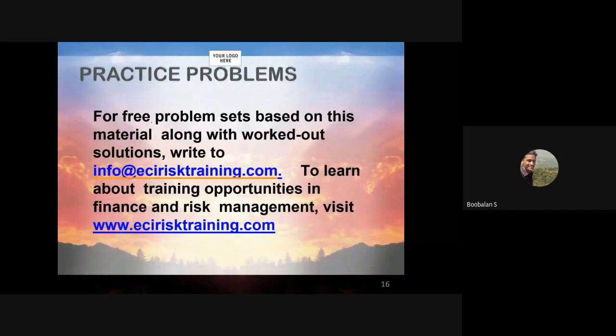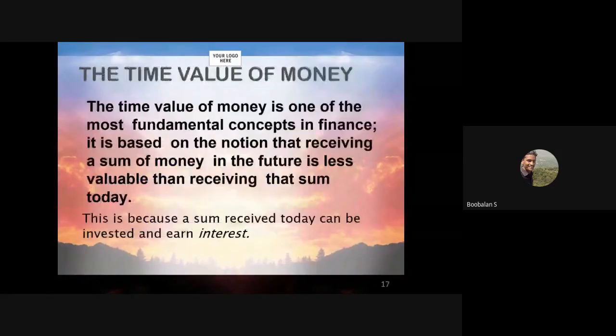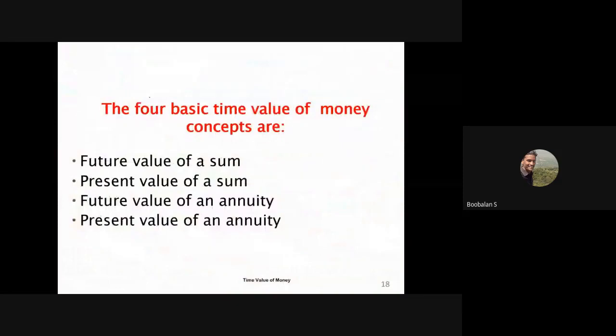If we want more practical examples, let's go with this website. Definitely it will give more ideas about economic problems, right? So we'll see the time value of money. We'll see four topics, which are the very basic terminologies in the time value of money. One is future value of a sum, another is present value of a sum, future value of an annuity, and present value of an annuity. These are the four important things.